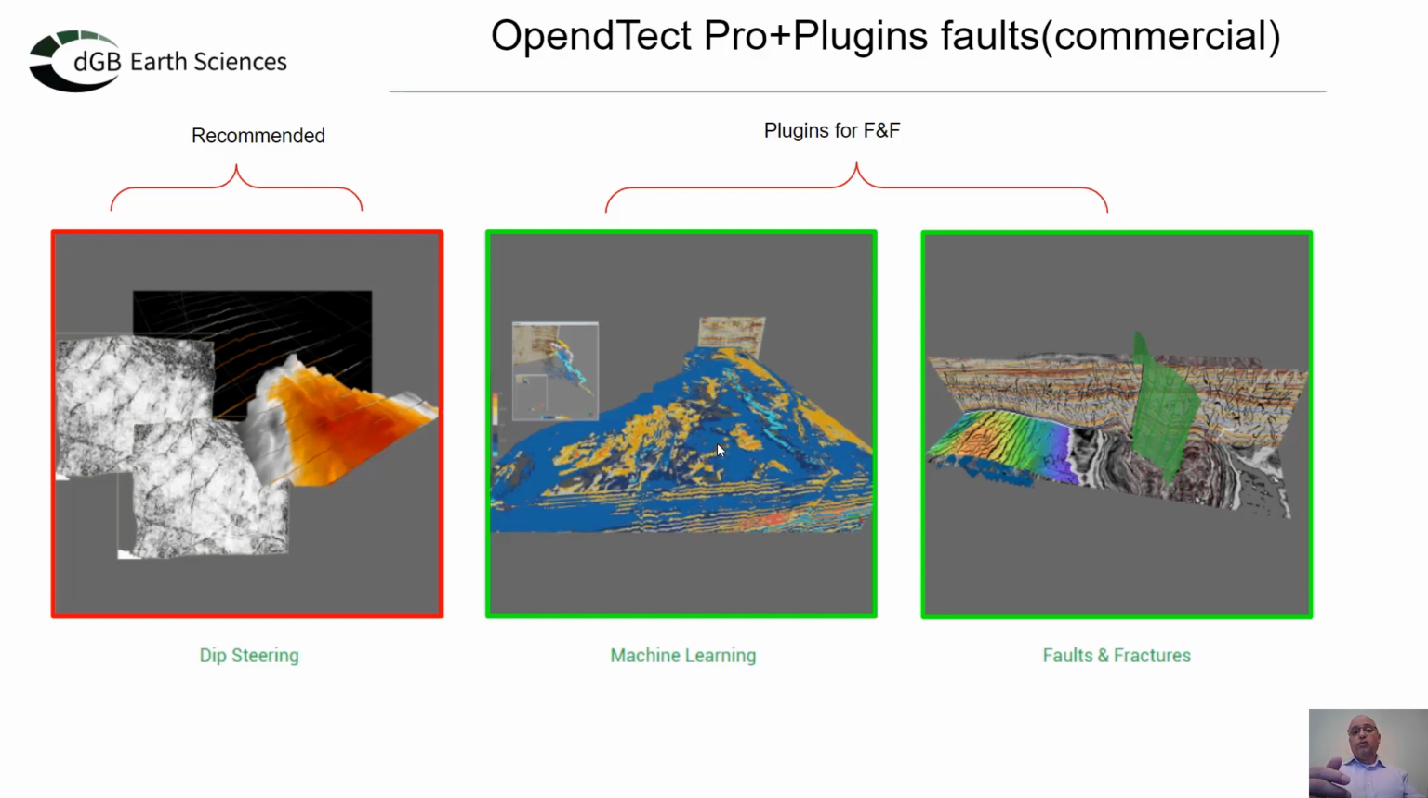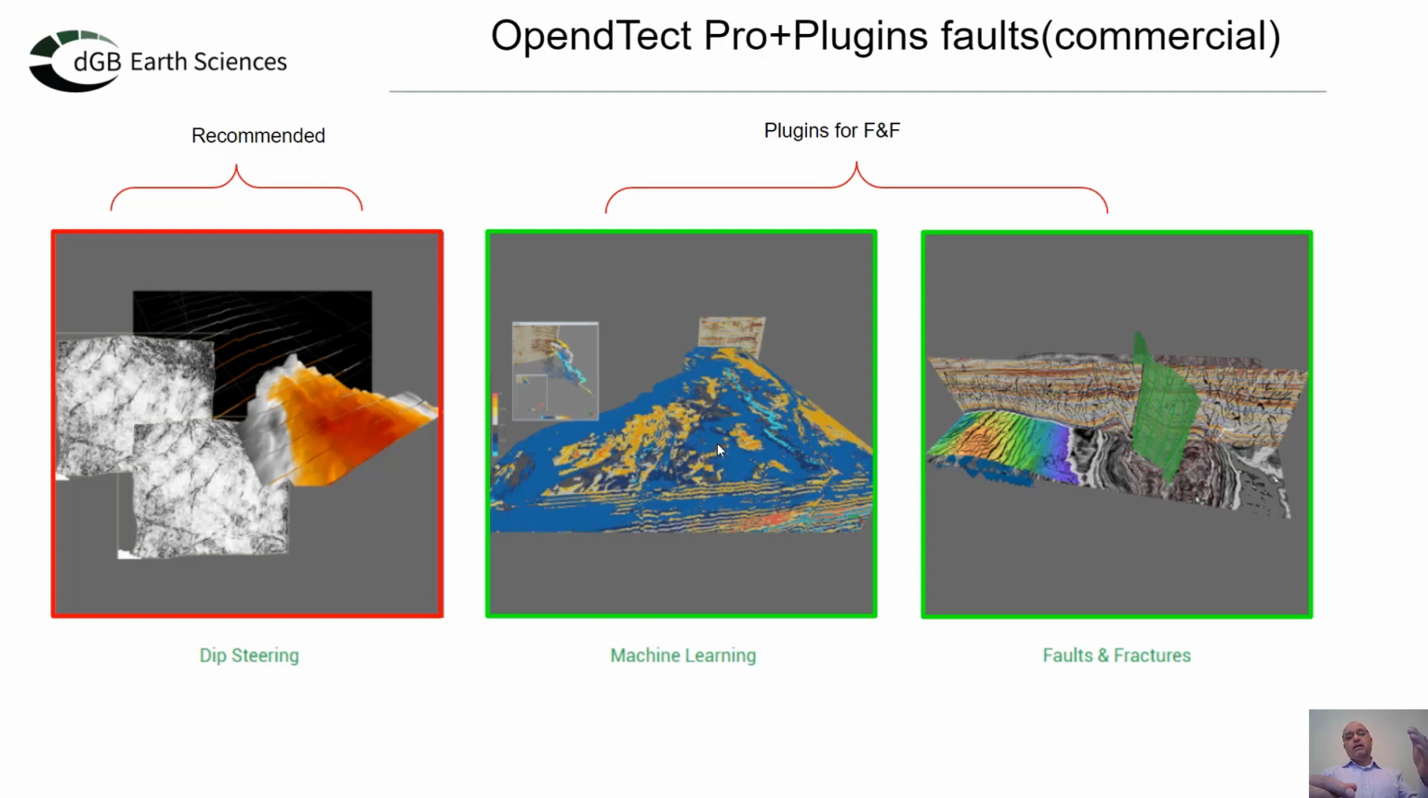Also, recently we developed machine learning, and we have one of the most powerful algorithms that can predict faults in 3D seismic volumes. Both plugins are standalone. That means you don't need any other plugins for them to work. Of course, you need a Pro license to make these plugins work.